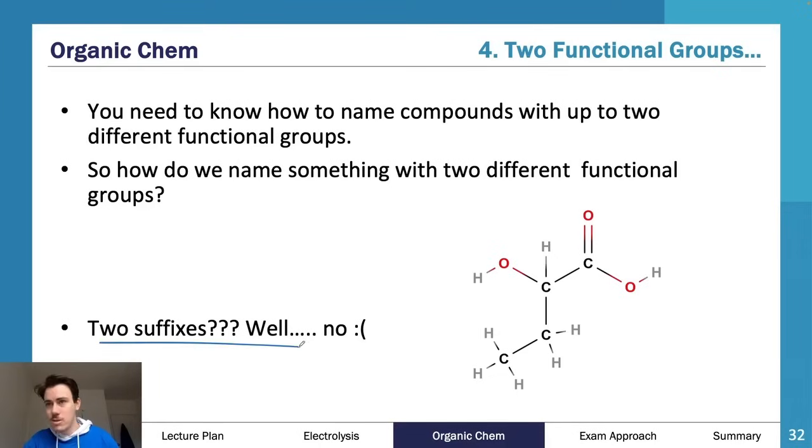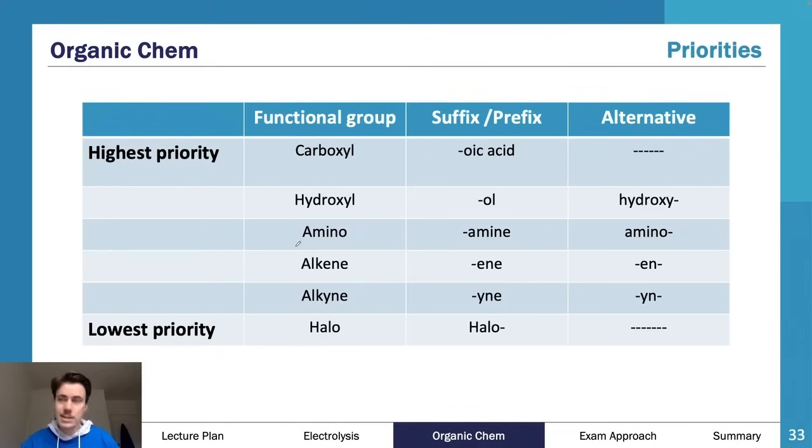2 suffixes, you can't do 2 suffixes. So as I said, you need to know your priorities. Now, this lacks your alkyl groups. Your alkyl groups fall in between here, but it's not really a big deal because alkyl groups usually try and keep them separate. But nonetheless, this is your priority table.